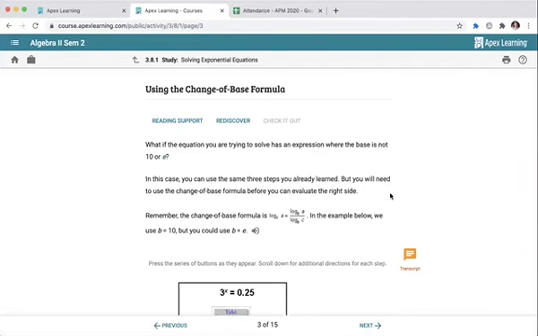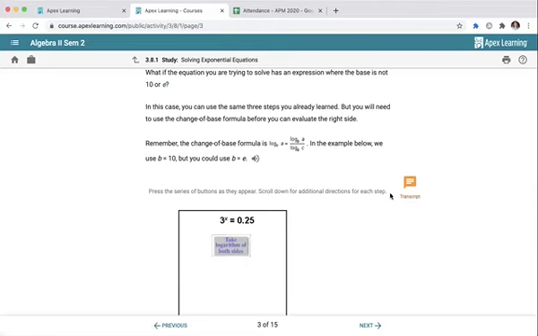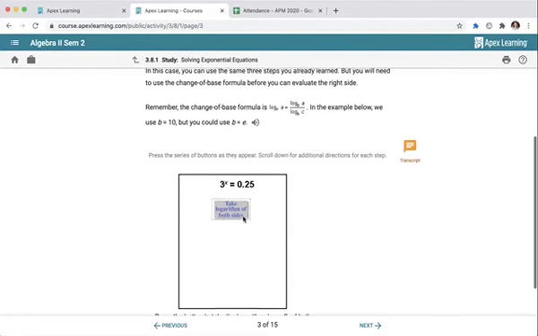Then, of course, what happens if we don't have a nice base that we can cancel out here? It's not a 10 or a natural log. We already know how to solve this one, but now we're going to focus specifically on it. We can do our change of base formula.